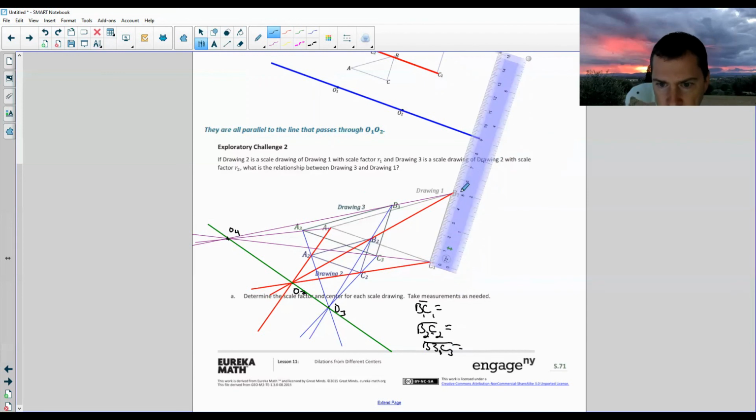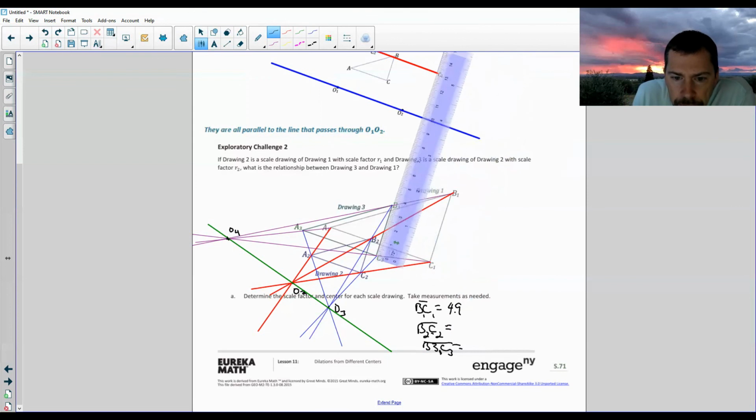Alrighty, so B1C1 is, it looks like about 5. It's a little bit less than 5. Let's go with 4.9 centimeters. B3C3 is right here, and that is 3.7. And B2C2 is 2.3.